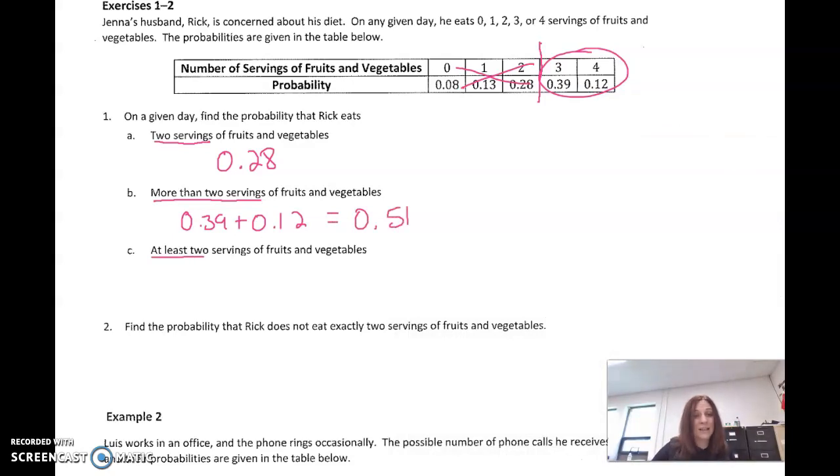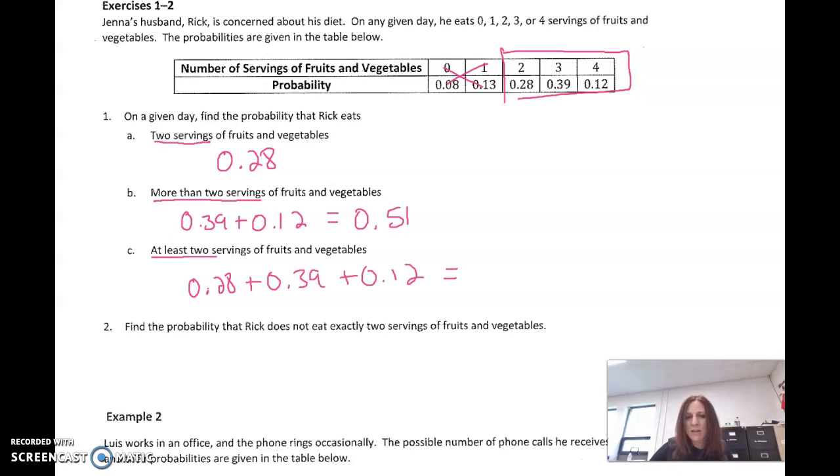How about at least 2? Well, if it's at least 2, it's just not 0 and 1. 2 is at least 2, 3 is at least 2, and 4 is at least 2. So we're really going to have to watch our words there, right? So I'm just going to add them together. 0.28 plus 0.39 plus 0.12. Type that into a calculator. I've done that already. I won't make you sit through me messing up again. And it's 0.79. Okay?